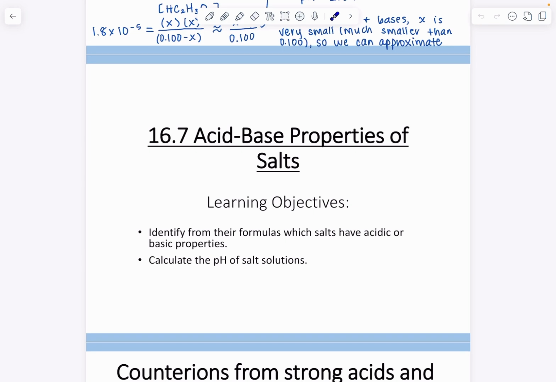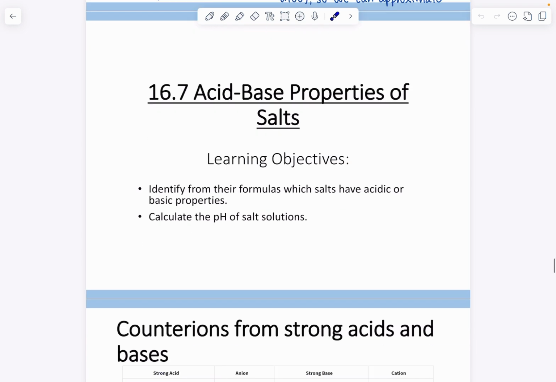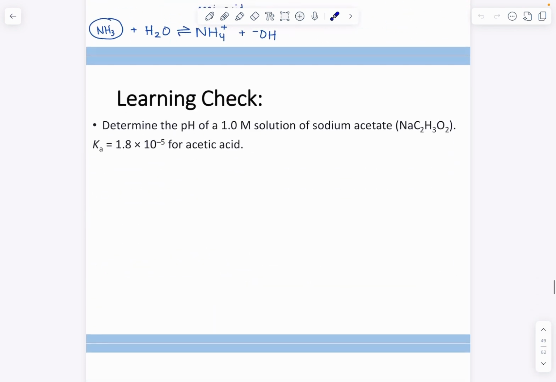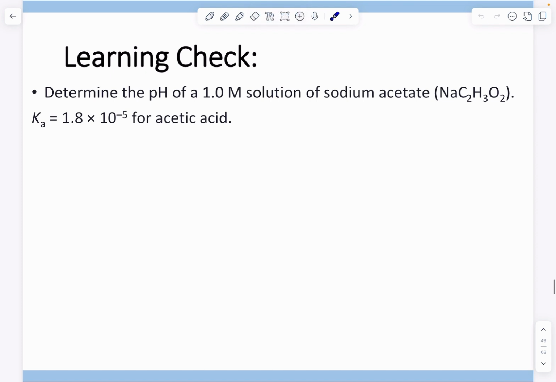In this video, we're going to revisit section 16.7. We were talking about acid-base properties of salts, and then we are going to work through this learning check. I started it in one section, but didn't really even touch it in the other, so let's do it here.